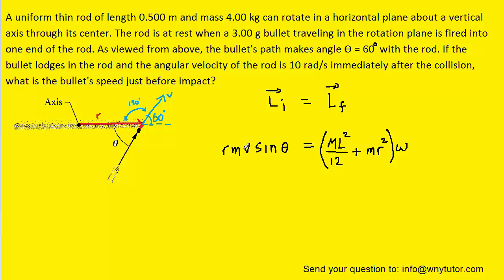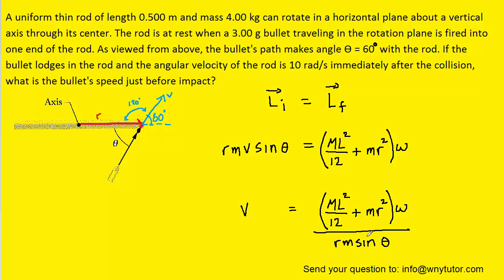Now that the equation is fully set up and we're trying to solve for v, we can divide both sides of the equation by r m sine theta. We could then plug in all the known values.